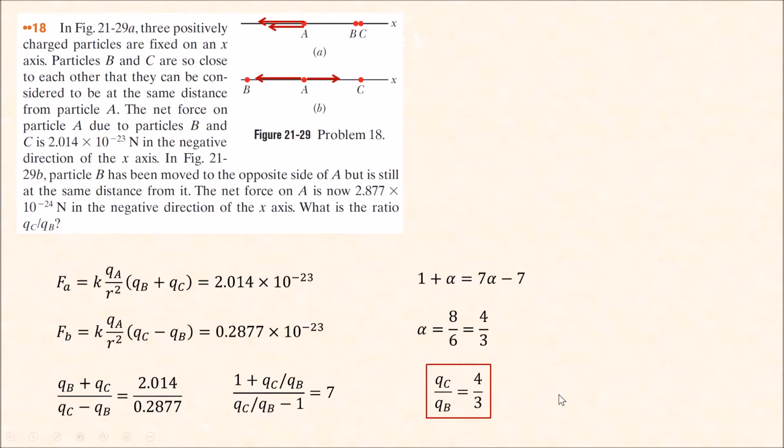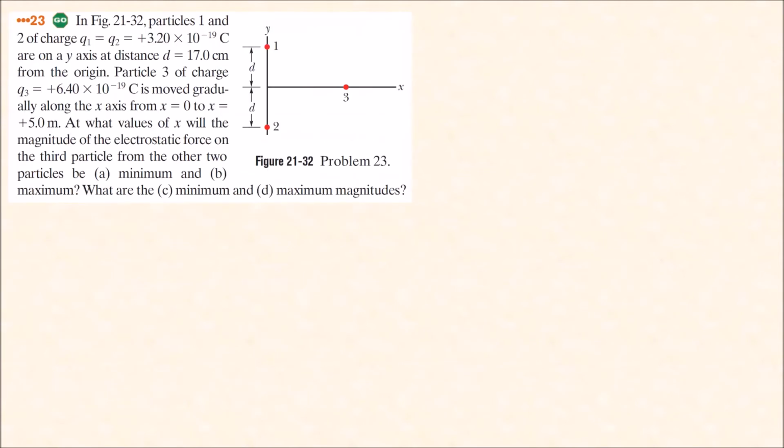All right, so this is question 18. In question 23, it says particles 1 and 2 of charge 3.2 times 10 to the negative 19 Coulomb are on the y-axis at distance d, 17 centimeters, from the origin. Particle 3 of charge q3, which is 6.4 times 10 to the negative 19 Coulomb, is moved gradually along the x-axis from x equal to 0, meaning here, to x equal to 5 meters. 5 meters is much bigger than this d, so basically it moves to infinity.